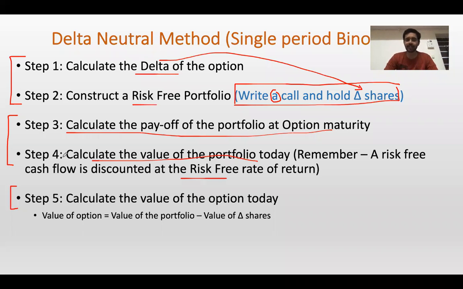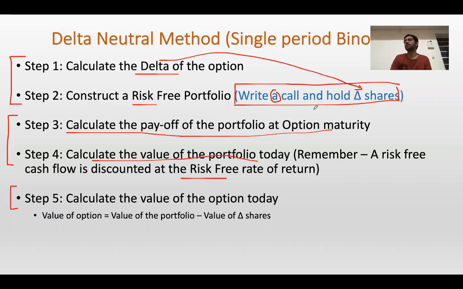Again, going back to the PPT, let me just quickly repeat. One, we calculated the delta as y2 minus y1 divided by x2 minus x1. We got a figure of 0.7. Then we constructed a risk-free portfolio by writing a call option and buying 0.7 shares. Then we calculated the payoff of the portfolio in the future, and I showed you that the payoff is going to be the same whether the share price is on the upper side or on the downside. So this payoff is a risk-free payoff, which essentially means that the portfolio we constructed is a risk-free portfolio.